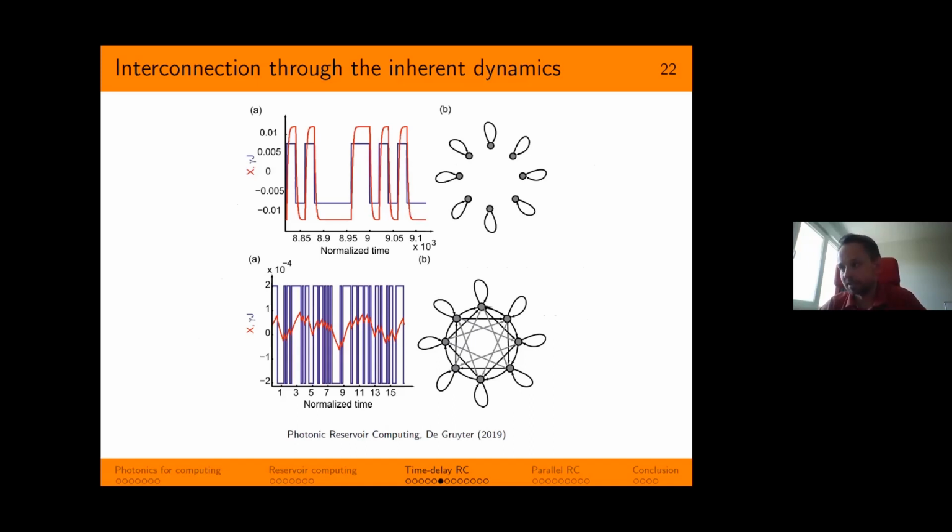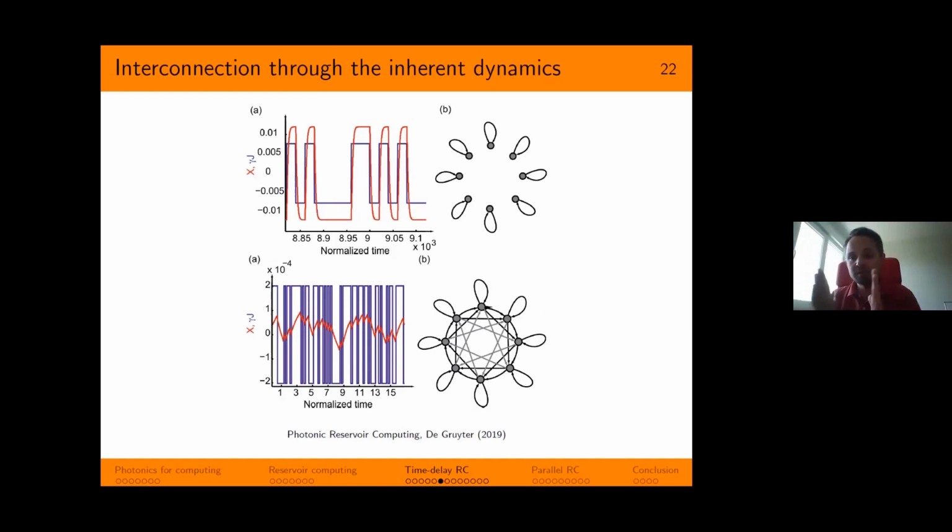the nonlinear element. We can do that by injecting the inputs faster than the response time of the nonlinear element to keep it constantly in the transient state. So here we have two examples. In the first case, we inject the elements slowly, as you can see here in blue, and the nonlinear optical element has time to relax between each injection. So in this way, the neurons are not connected because they are completely independent.